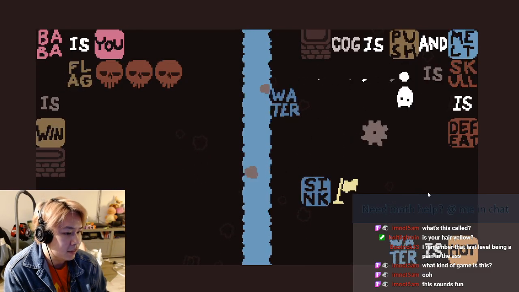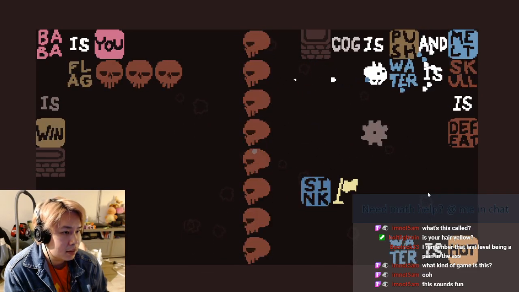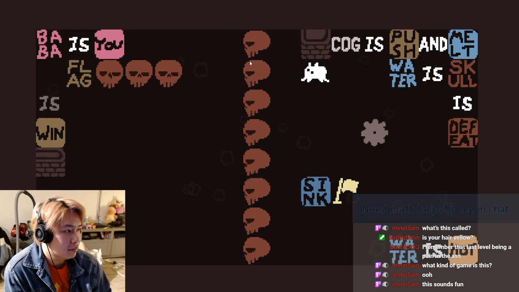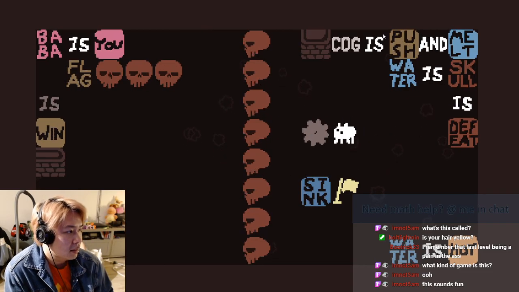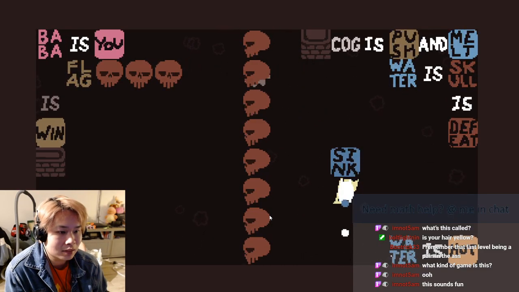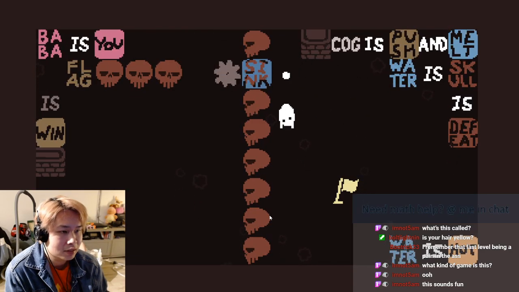I could also do something funny, like water is skull. So that means that now all the skulls, well, all the water skulls. Well, actually this might work, because then that means that the cog isn't gonna melt because only water's hot, but now I don't have water. So maybe this is what I'm supposed to do. So now I can push it across. So that's fine.